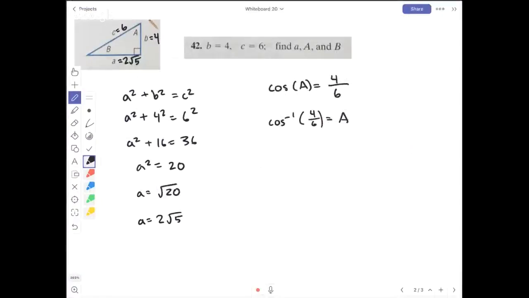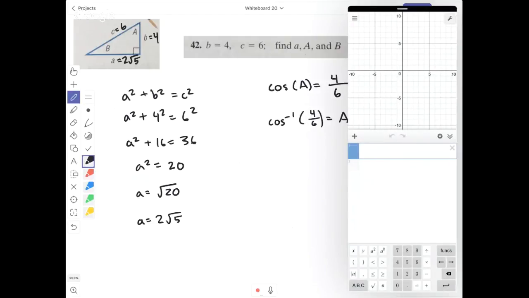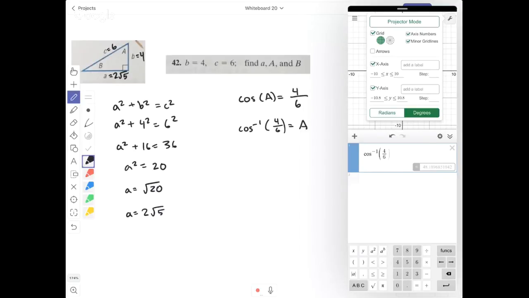And come back. So we're looking at the problem, and we're going to ask, what is the arc cosine of 4/6? So I'm writing inverse cosine of 4/6, and I'll switch it to degree mode and find out that it's 48.19. Angle A equals 48.19 degrees. And then I also want to know angle B.